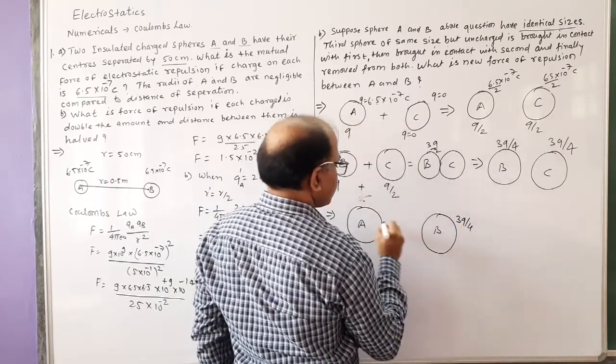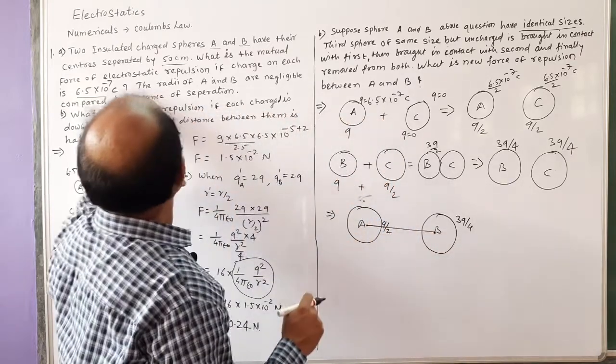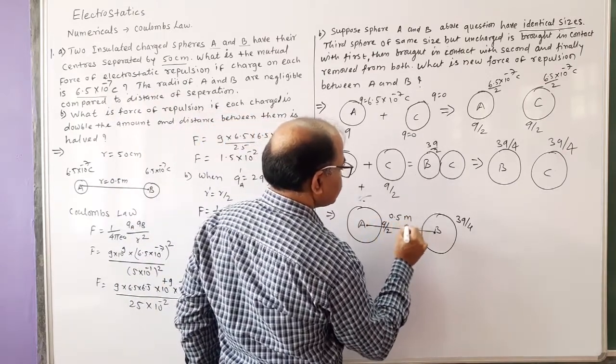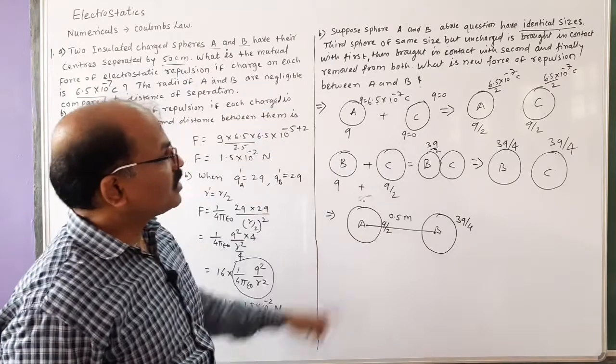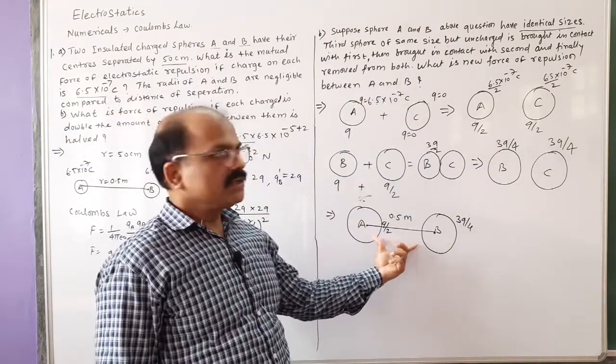They are separated by a distance. In the previous case, this is equal to 0.5 meter. What is the new force of repulsion between A and B? Then what is the force?